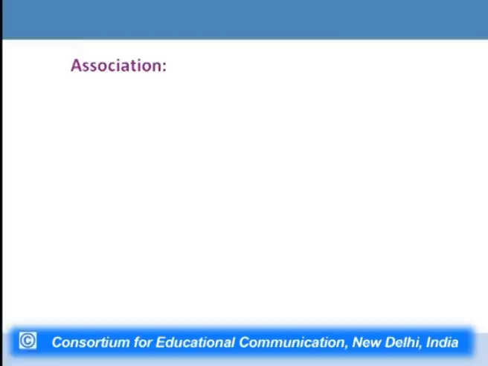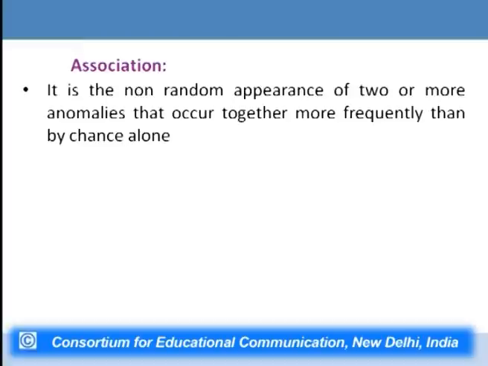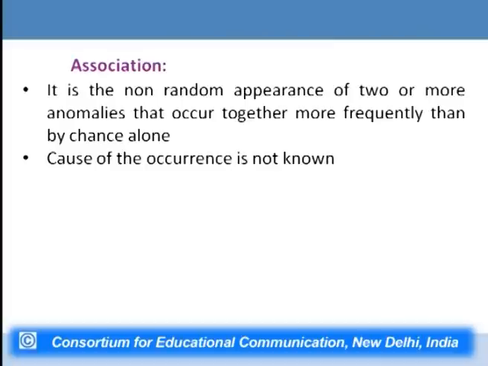Now another type is association. What exactly happens in association? It is a non-random appearance of two or more anomalies that occur together more frequently than by chance alone. That means more than one anomaly is occurring together in a number of individuals, and it is much more frequent than can happen by chance alone. But the cause of occurrence of such anomalies is not generally known.